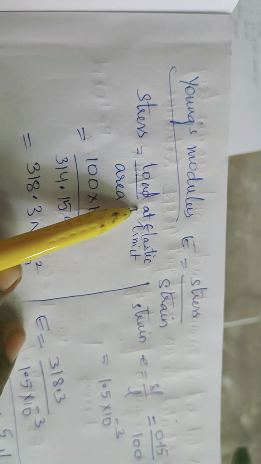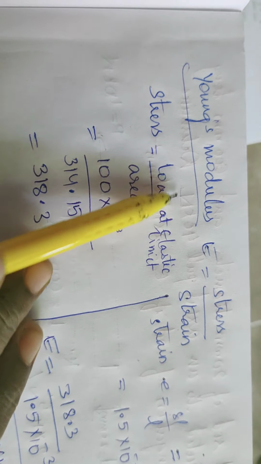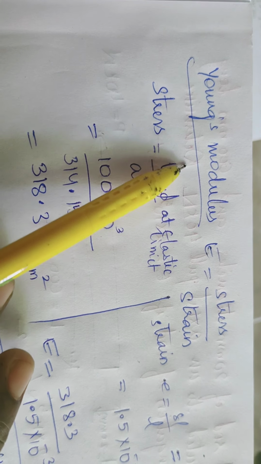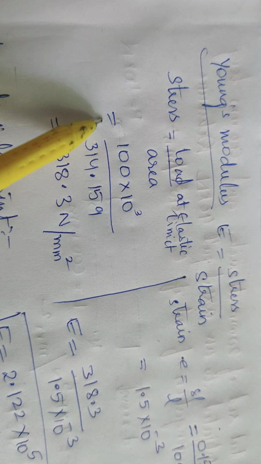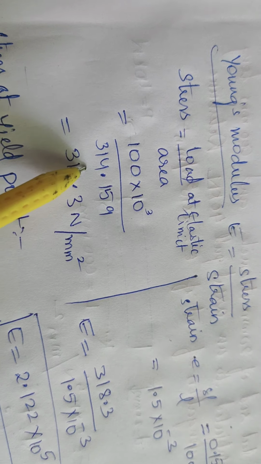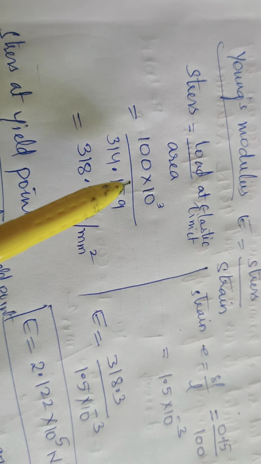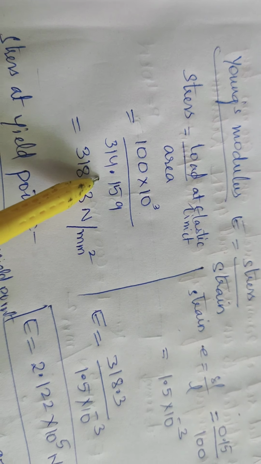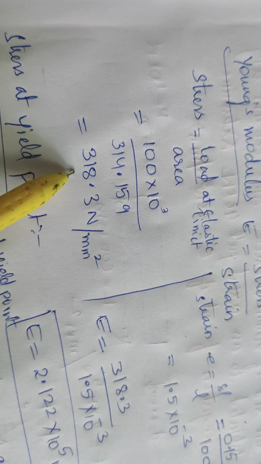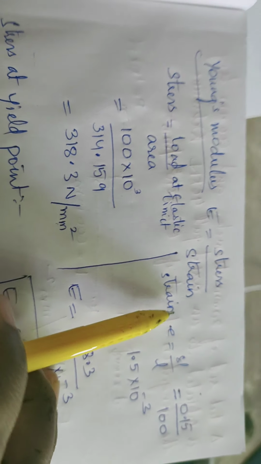So stress is load at elastic limit by area. So we know that this Young's modulus is applicable only within the limit of proportionality. So load is 100. It is given already in the problem. And the area is 314.159. We calculated by making use of the diameter 20 mm. So this value on calculating we got 318.3 Newton per mm square.